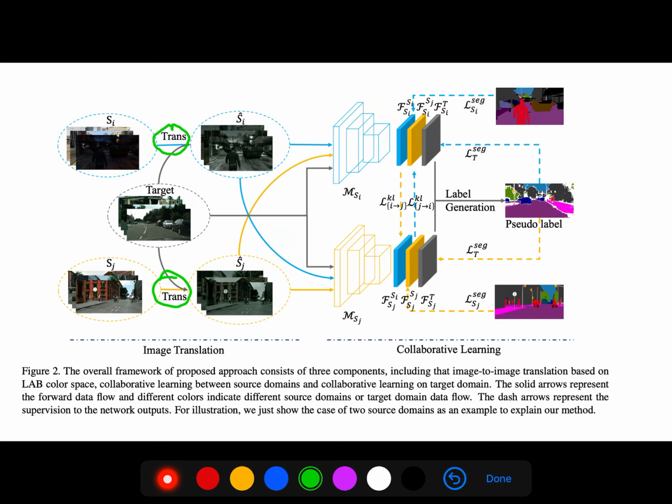The solid arrows you see represent the forward data flow, and different colors indicate different source domains or target domain data flow. The dashed arrows represent the supervision to network output. So we just show the case of two source domains as an example.